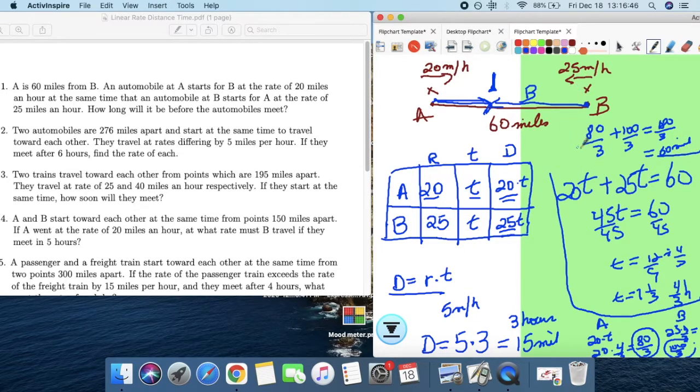So car A, which was the slower car, drove 80 over 3. You could change that to a mixed number if you want. And then car B drove 100 over 3 miles, which is 33 something. But the important thing is that when I add them up, it does give me the total of 60 miles.